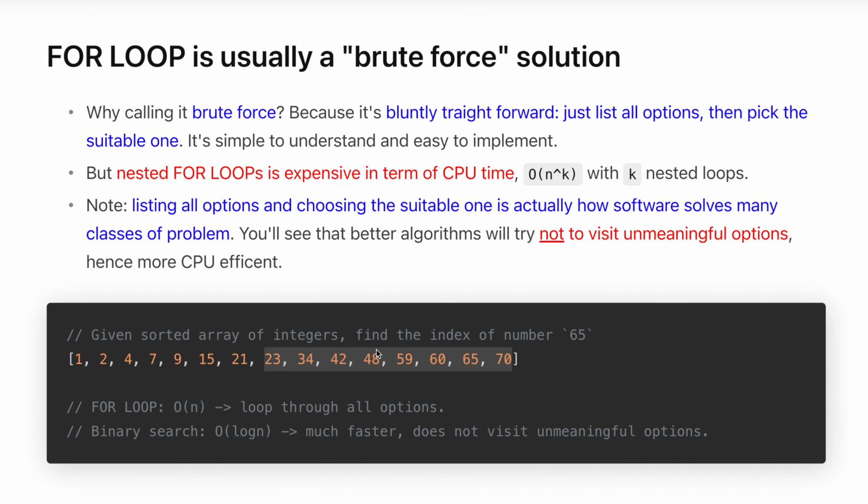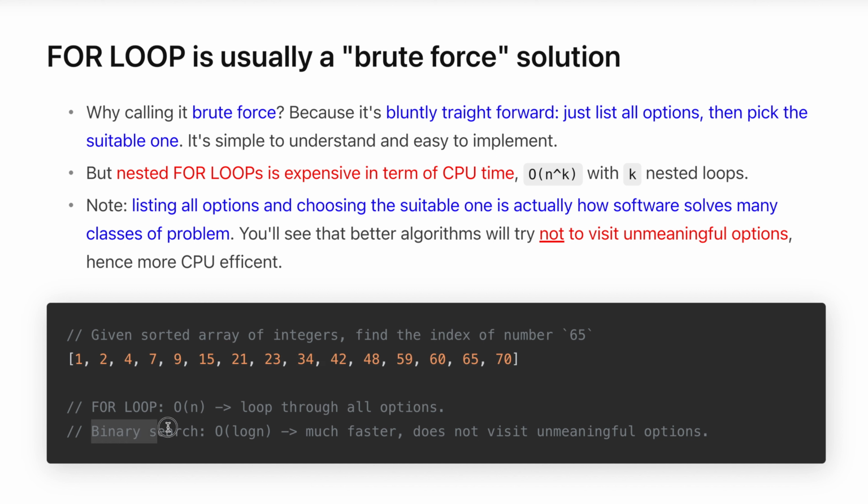And we can do the same thing. We can start in the middle again, and we can choose 59. And with that same logic, 65 has to be on the right of 59. So we completely ignore all the options on the left and only consider the options on the right. And we keep doing so. And this time we actually found 65. So you can see we only visited 23, 59, and then 65. That is actually much less than visiting all of the available options.